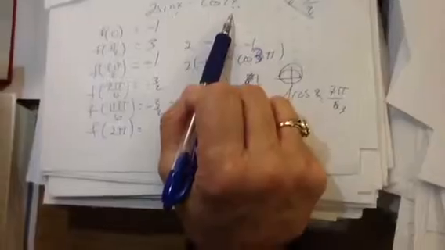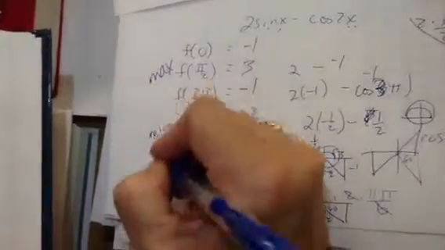2 pi is pretty easy. What's the sine of 2 pi? 0. What's the cosine of 4 pi? 1. So we get a -1. Which one is your max and which one is your min? -3/2 is your min. So here's a max. And you guess what? You have 2 mins. These are your 2 mins.